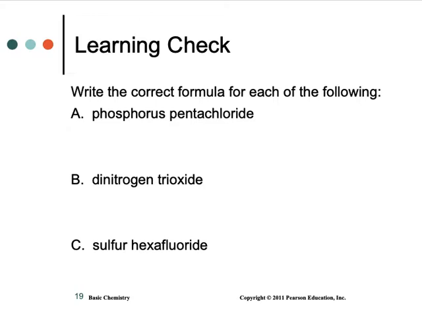Write the correct formula for these. Phosphorus pentachloride. Well, phosphorus doesn't have a di or tri, so that means there's one of them, so it's P. And now I have penta, which is 5 chlorines. So it would be PCl5. Okay, dinitrogen trioxide. Well, here's a di, so that's 2, so I have 2 nitrogens, so it's N2 trioxide, 3 oxygens. So N2O3. And the last one here, sulfur hexafluoride, S, and then hexa means 6 fluorines, SF6.